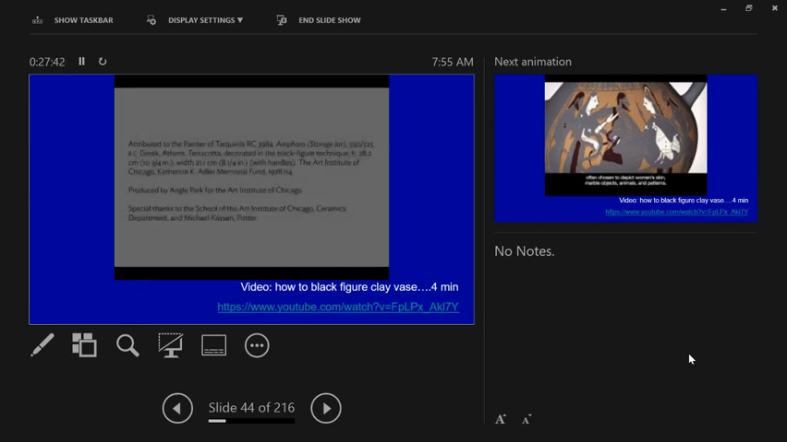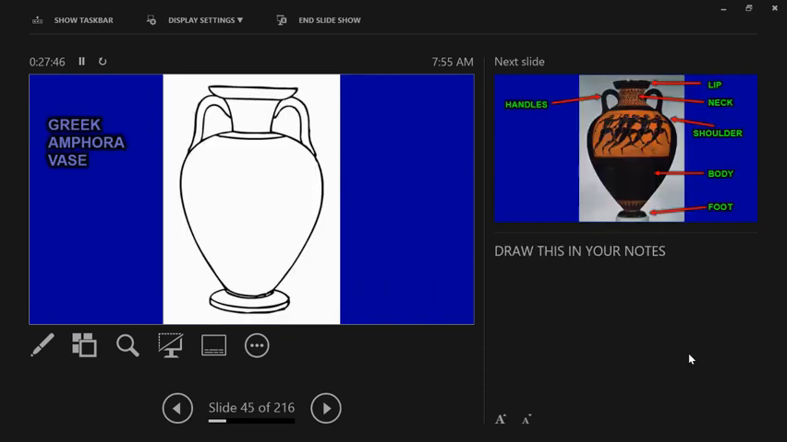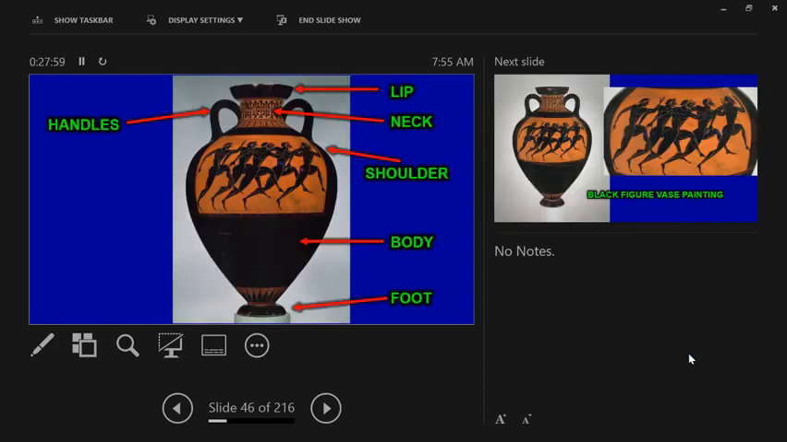All right, so that is how they make these black figure and red figure clay pieces. So there are different styles of Greek vases. This particular shape right here is called an amphora. But I want you to know the different parts of the vase. We have the lip at the top, the neck, the shoulder is where it gets wider. The body is where the largest part of the vase is, and then we have the foot at the bottom.